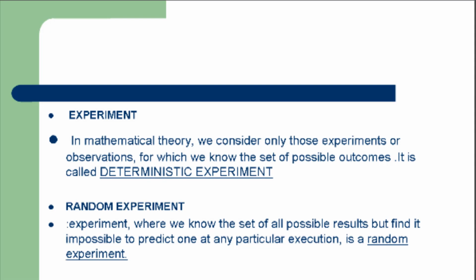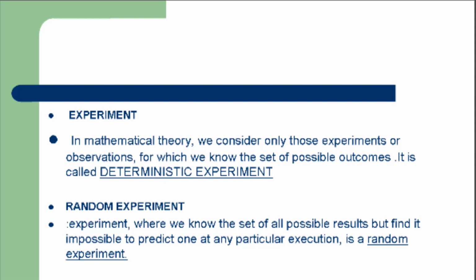you perform a task, and while performing it, you observe a set of results, and these results are predicted over a range. Or you can say that in an experiment we know the set of all possible results, but find it impossible to predict any particular execution. That is nothing but a random experiment.